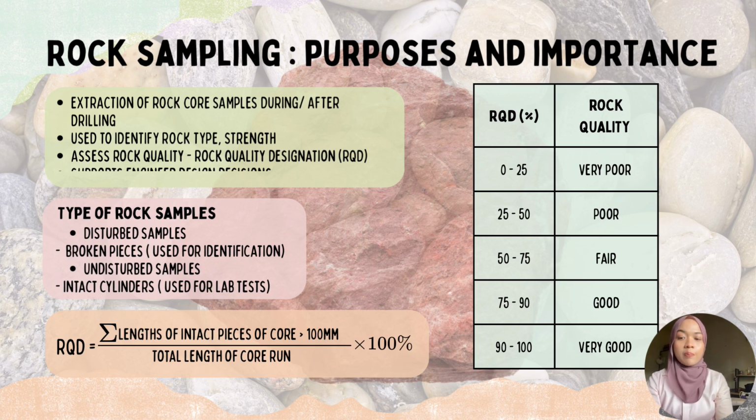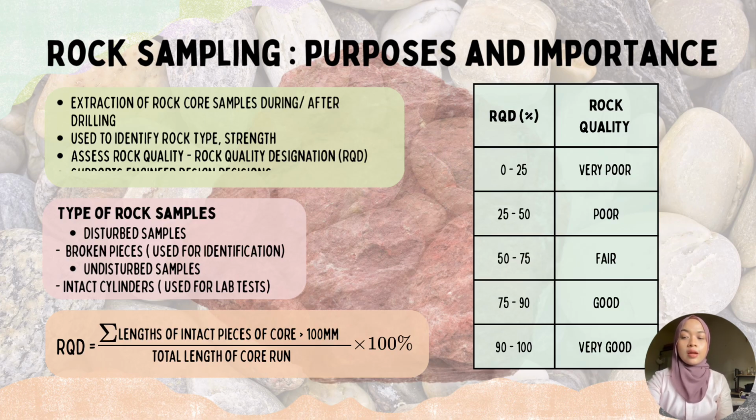For the types of rock sample, we have two. First, disturbed sample. A disturbed sample is broken pieces primarily used for rock identification. Second is undisturbed sample, which is an intact cylinder crucial for detailed lab tests.